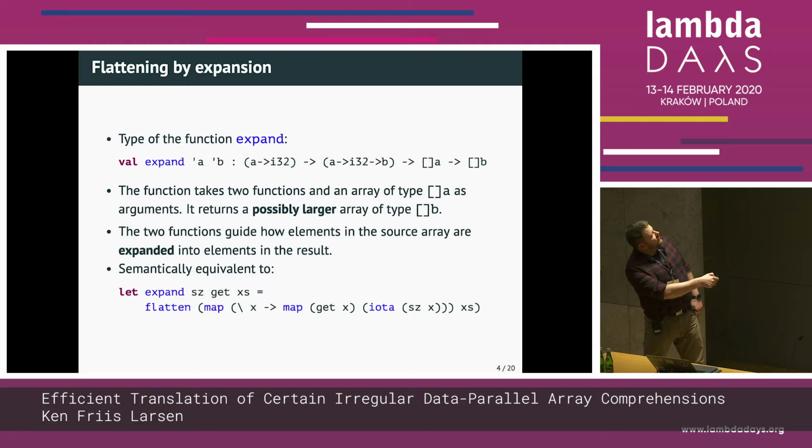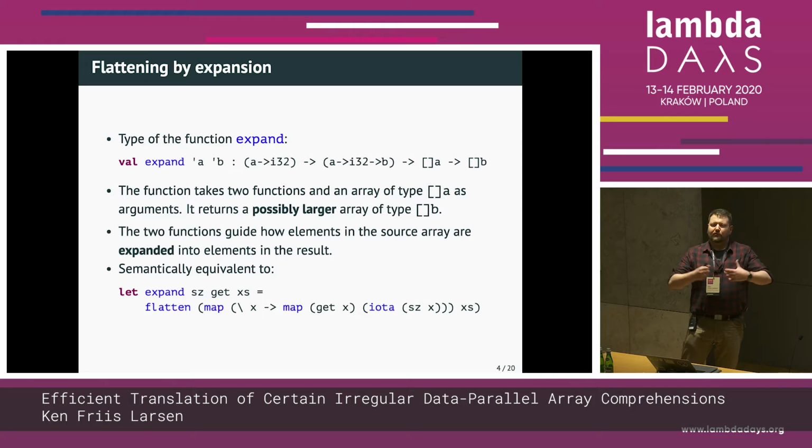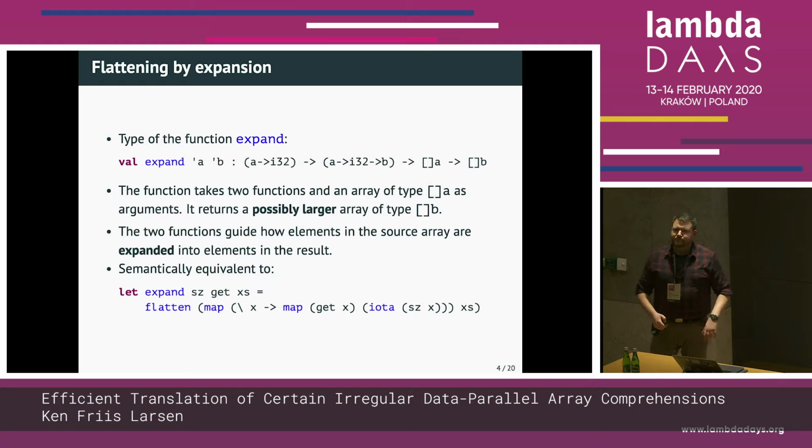What this function is doing is that these two functions are basically how we are expanding it. First, we need to know the size of the resulting array, so how many elements we have in the result, how many b's we will have. And then a function taking not only an a but also an index that we can use to compute the b's. So this is a function that will expand each a into a potentially large number of b's.